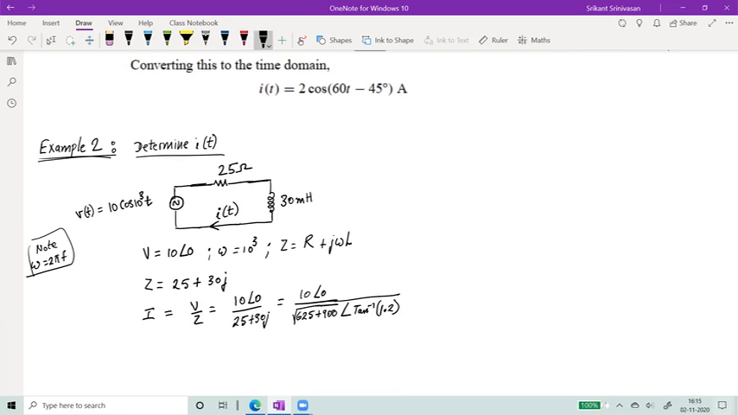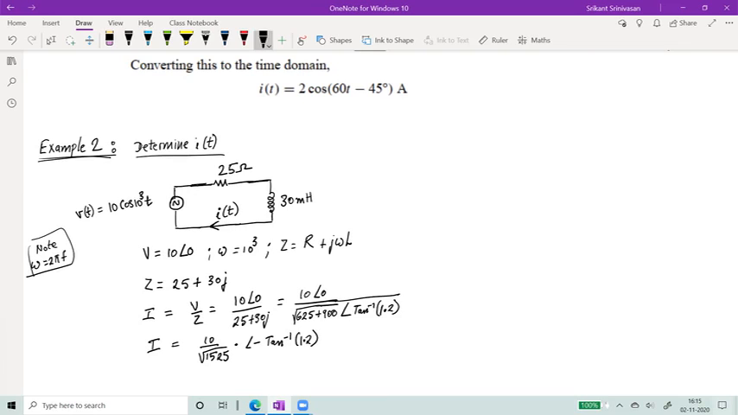So that's equal. So what is the current? This is what? Root of 9 plus 6 is 15, 25. I don't know what that is. So 10 by root 1525, and angle 0 minus tan inverse 1.2. Okay, so that's the answer.